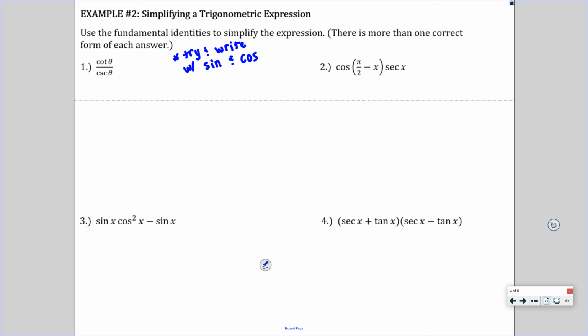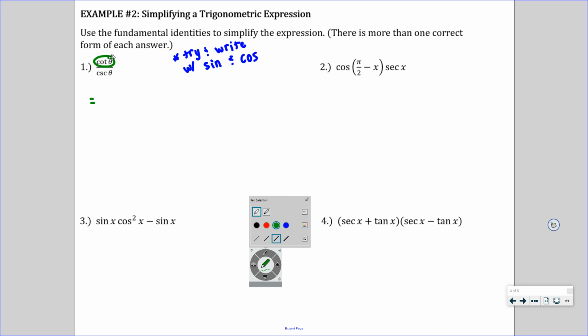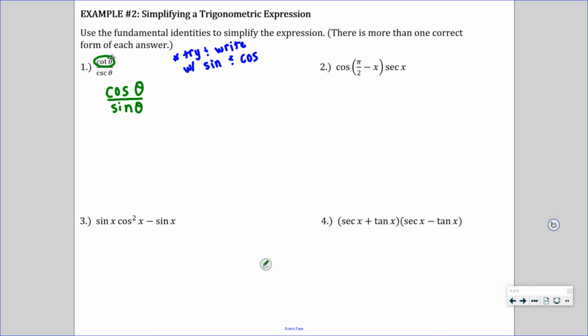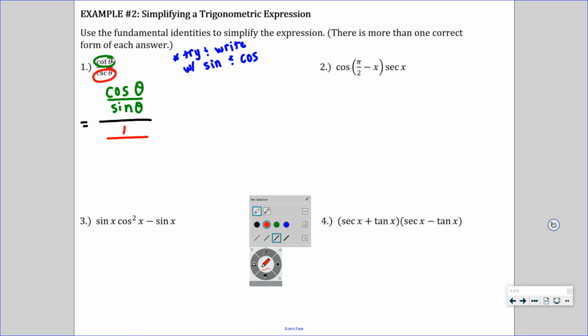All right, so let's try one of these. I look at my numerator, and that's cotangent. So I know cotangent, if I want to write it in terms of sine and cosine, is the same as cosine of that angle, which is theta, over sine. Okay, so this might just be something I try. And then my denominator, I have cosecant. How can I rewrite that? What is it? 1 over sine.